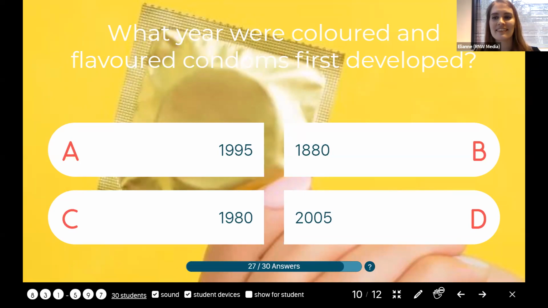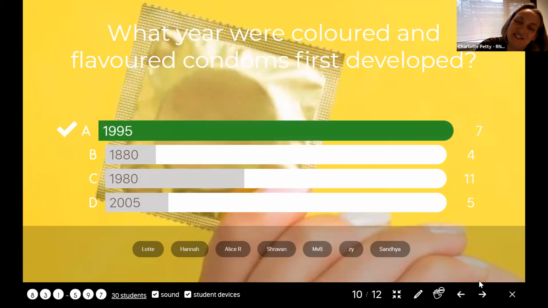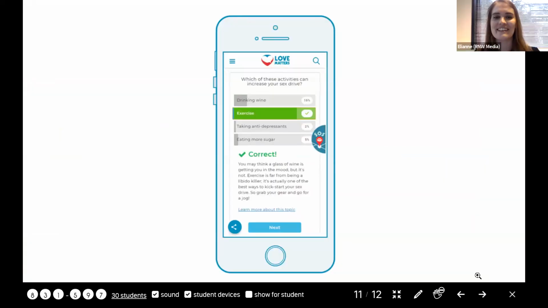But really, flavored condoms are intended to increase pleasure and make using condoms more pleasurable and fun. So the answer is 1995. That's right. That's the end of our little quiz. As you can see here, I've just shared a screenshot of how the quizzes actually look on the Love Matters websites when you play them on your phone.